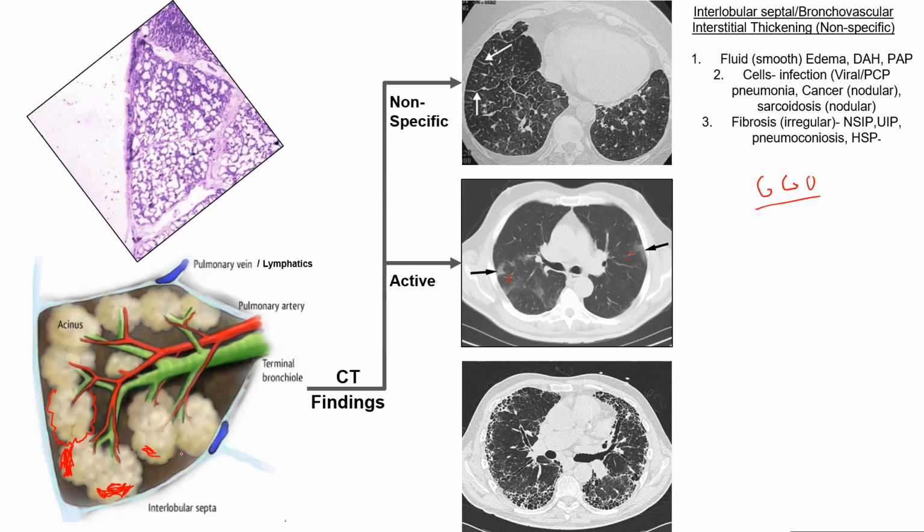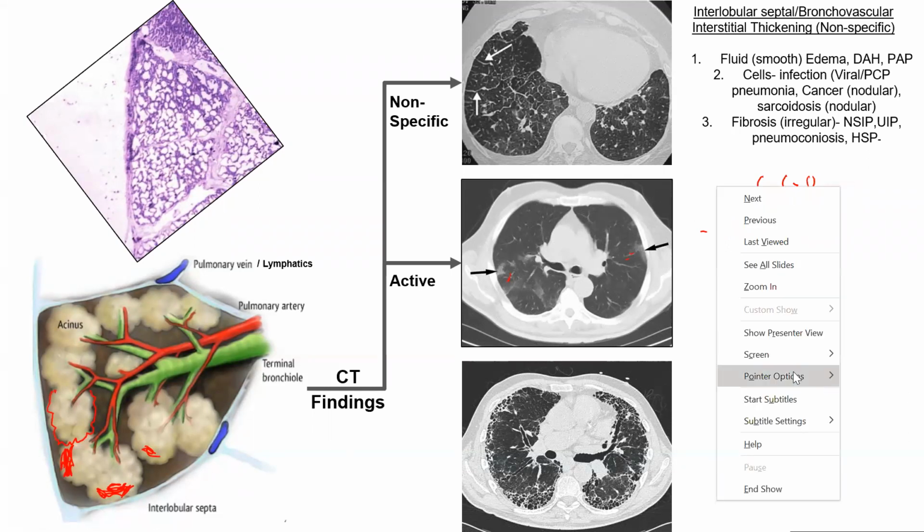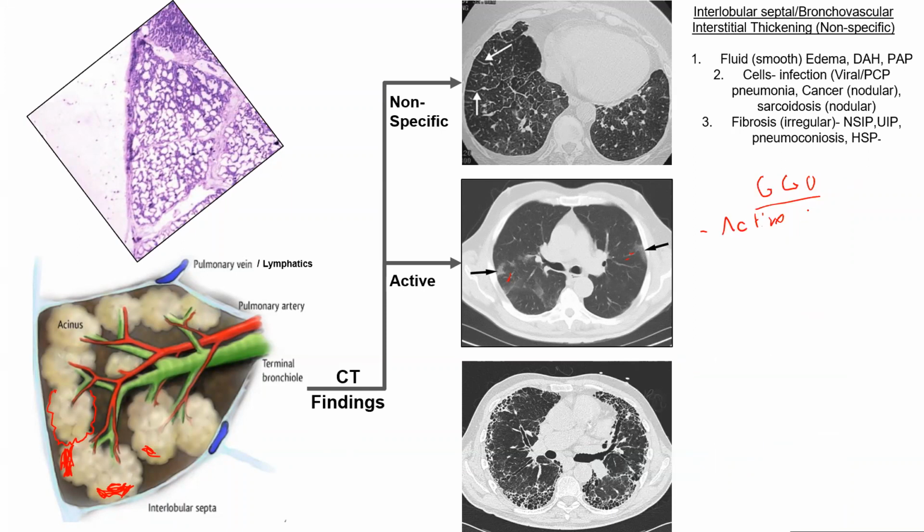And I won't go into it too much, but I think the big thing you should take away is that when you see ground glass opacities, there's usually something active going on. So someone actually did a study in which they looked at ground glass opacities, and they eventually did biopsies, and about 85% of the time for ground glass opacities, there was some active process going on. So that's kind of what you should be thinking when you see ground glass opacities. It's like, okay, well, what's going on right now? And that active process can be a lot of things.